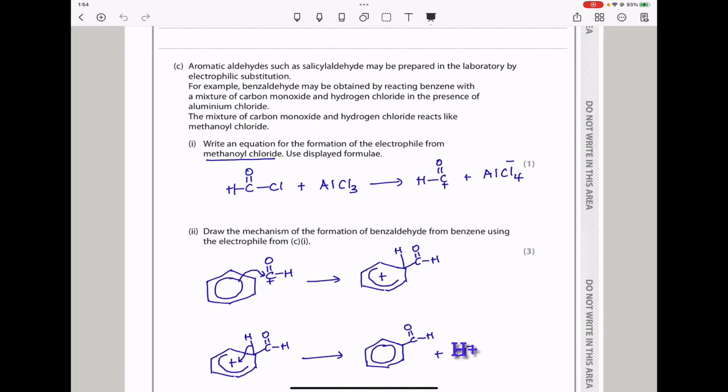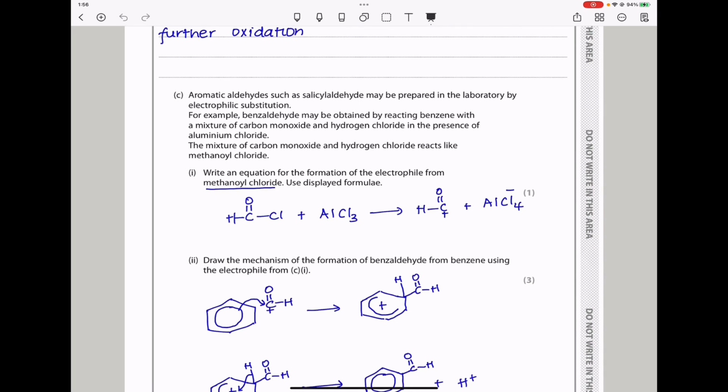In part C, aromatic aldehydes such as salicyl aldehyde may be prepared in the laboratory by electrophilic substitution. For example, benzaldehyde may be obtained by reacting benzene with a mixture of carbon monoxide and hydrogen chloride in the presence of aluminium chloride. The mixture of carbon monoxide and hydrogen chloride reacts like methanoyl chloride. Write an equation for the formation of the electrophile from methanoyl chloride and use displayed formulae. So this is methanoyl chloride, and that is aluminium chloride. The chloride is going to be taken away by the halogen carrier to create that, and this is going to be left as the electrophile.